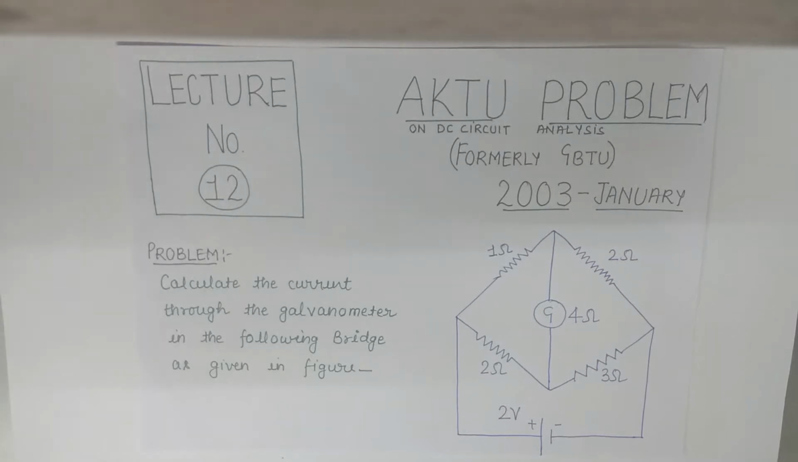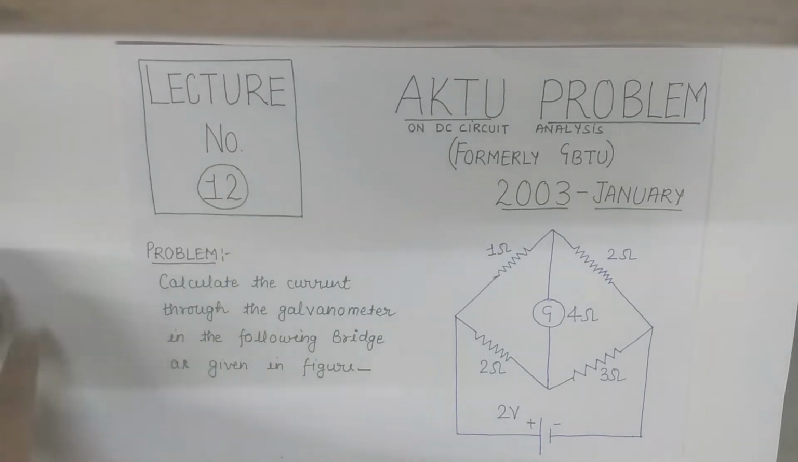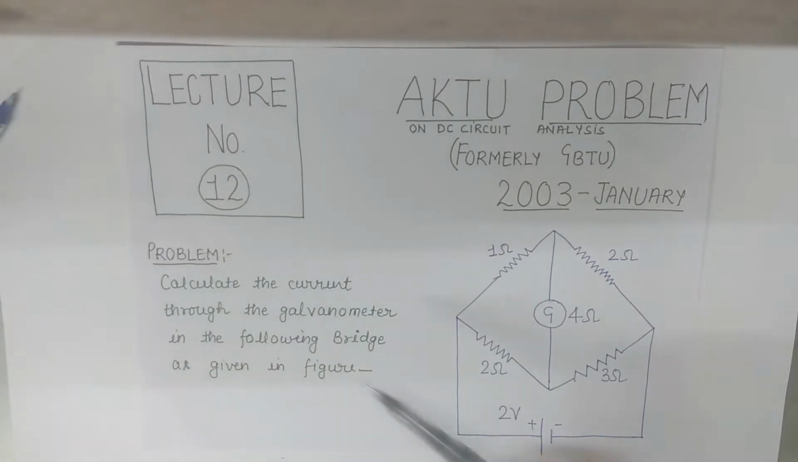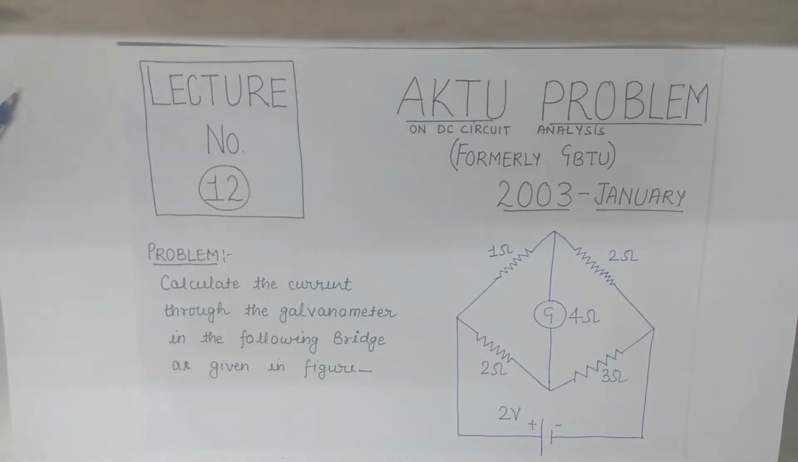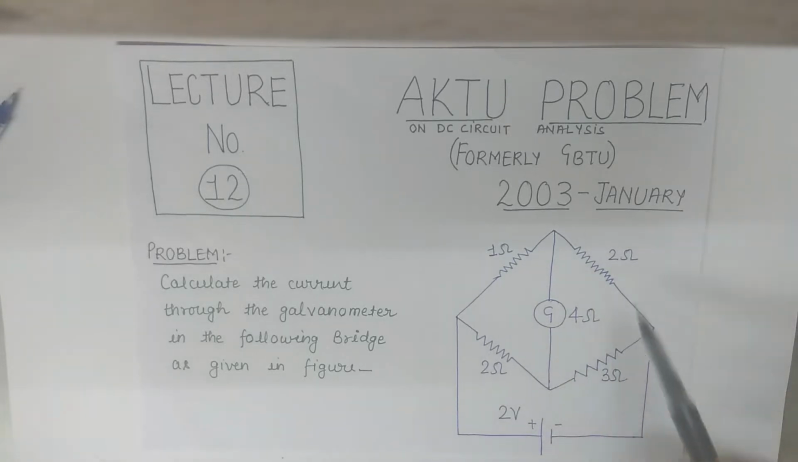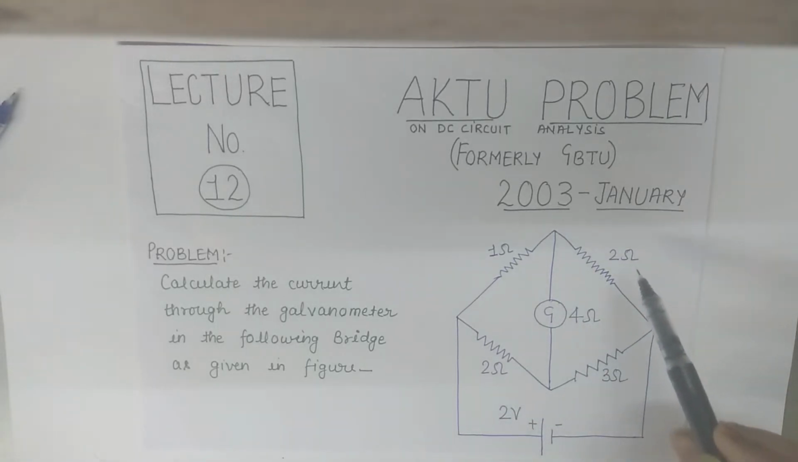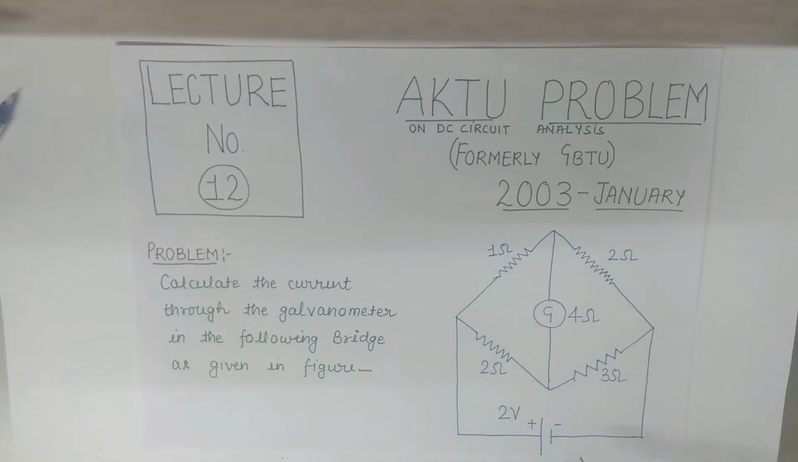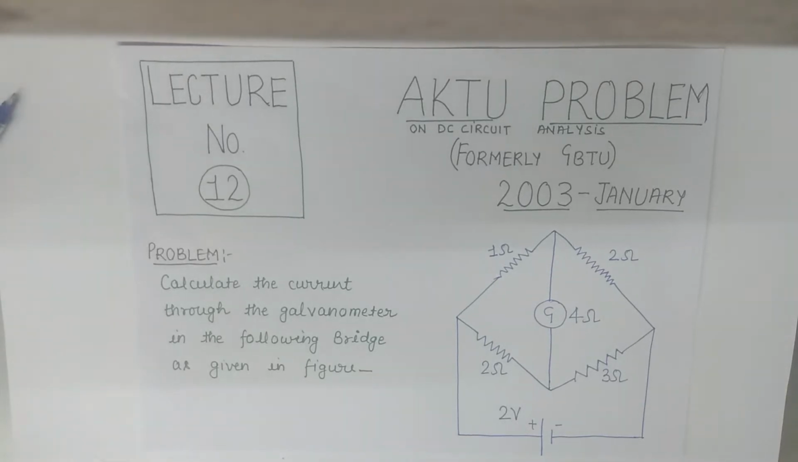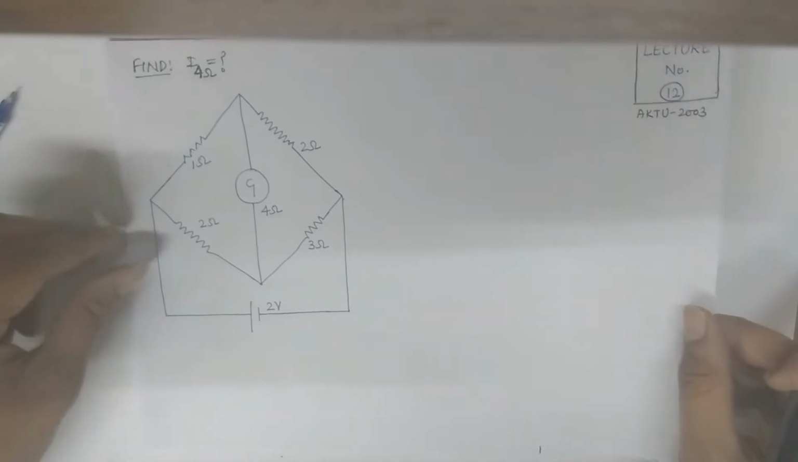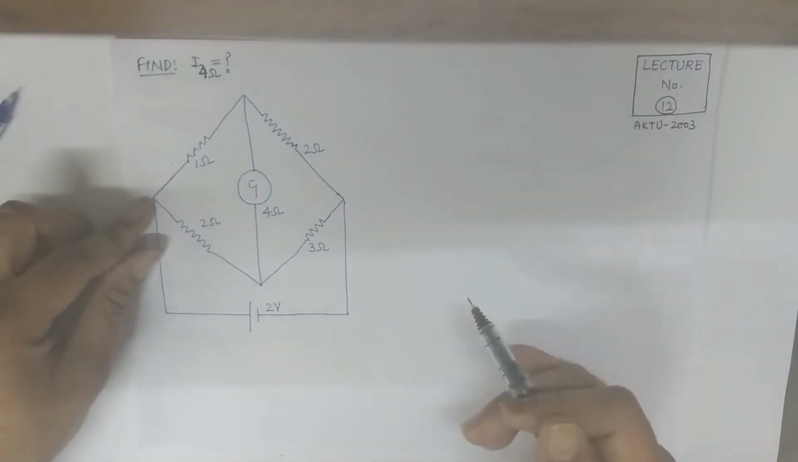Welcome back. Now we are proceeding in lecture number 12, an AKTU examination problem of 2003, in which we calculate the current through the galvanometer of this bridge circuit as shown here. There is a circuit in which four resistors make a bridge which is connected by a 2 volt supply. We solve this question by using nodal analysis.